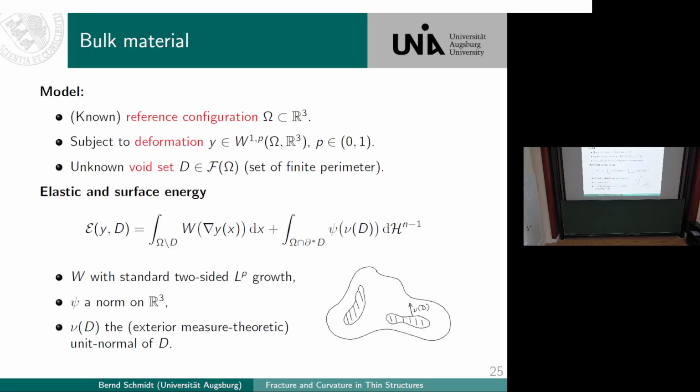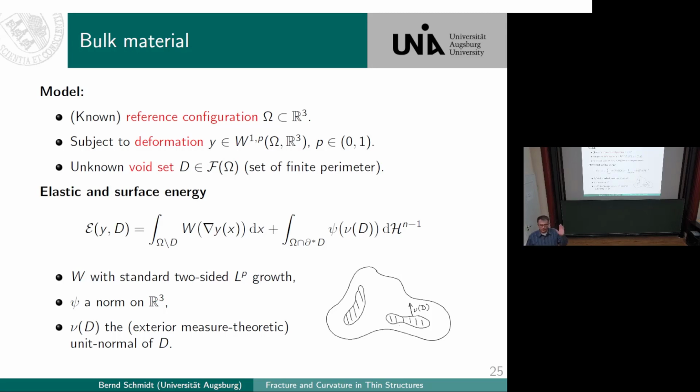Here is the model. So this is the reference configuration, right? And this is the energy. So this is again completely elastic here, but I'm having a number of voids. So you could just imagine this is some kind of Swiss cheese, right? You want to deform it elastically. So you pay elastic energy here, but on the voids you don't pay anything. But what you do pay is surface energy if you introduce voids, and this is exactly this term here. Now this can be very general, and this psi should always be a norm.